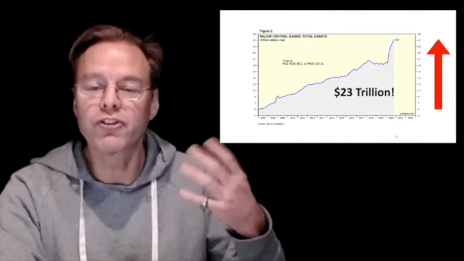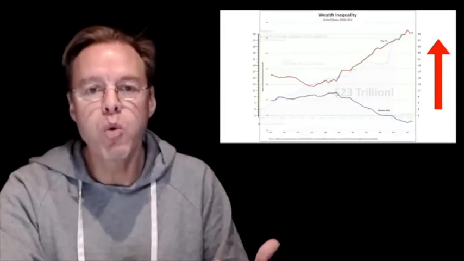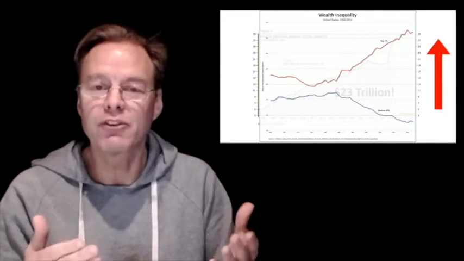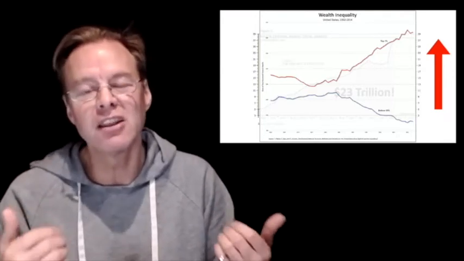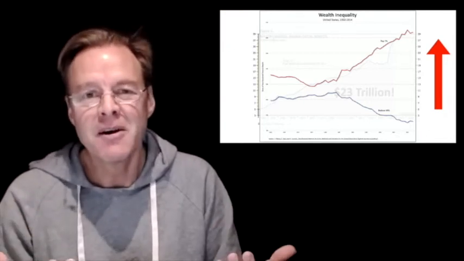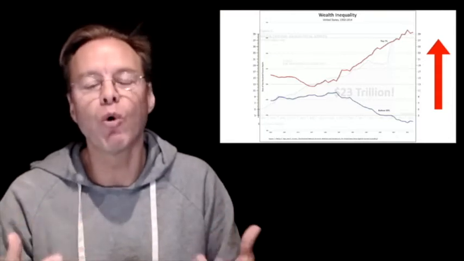And so what we see is, as a result of this extra money printing, the wealth inequality, which has been getting increasingly unequal since about the 1980s, early 1990s, is actually accelerating. The rich are getting richer and the poor are getting poorer.